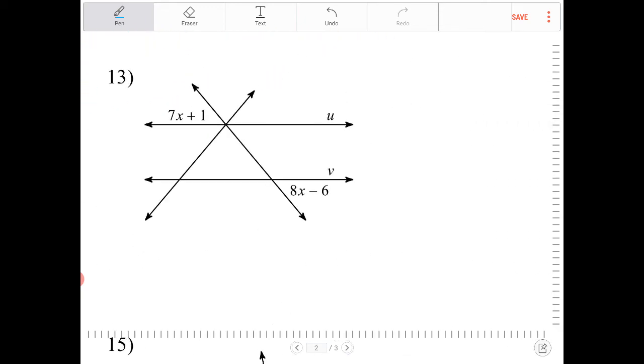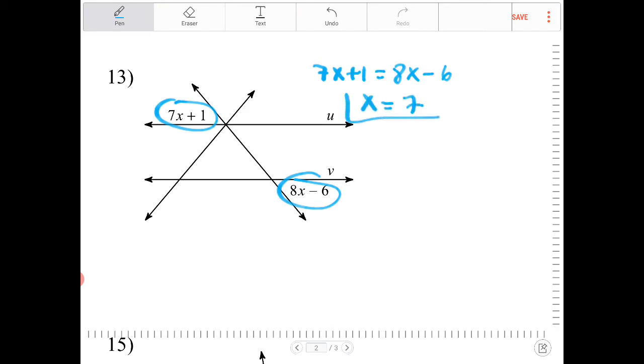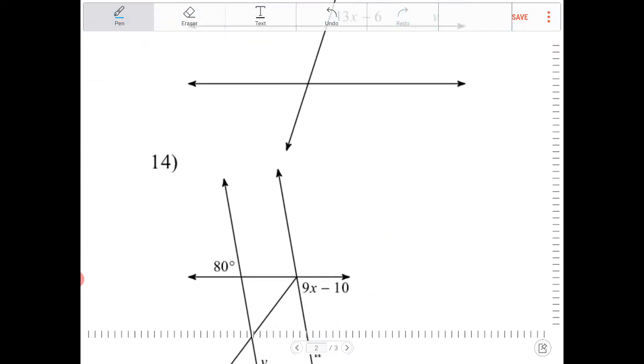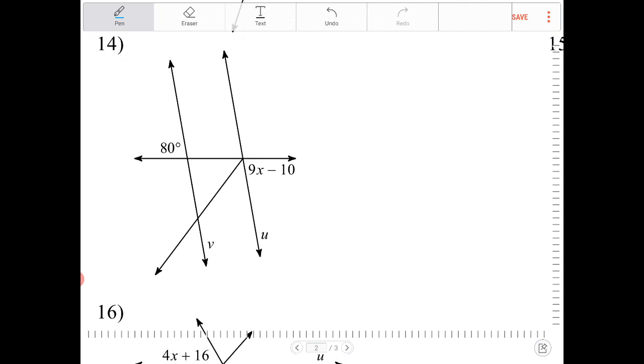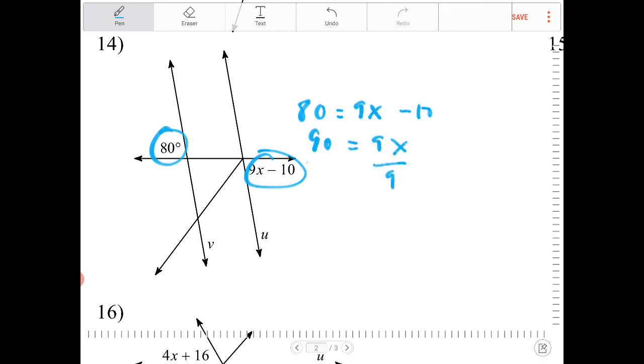Moving on. These are alternate exterior angles, so 7x plus 1 is equal to 8x minus 6. Subtract 7x and add 6 to both sides, I'll end up with x equal to 7. Moving on to number 14. These are alternate exterior angles, so 80 is equal to 9x minus 10. Add 10 to both sides, I end up with 90 is equal to 9x. Divide both sides by 9, I end up with x equal to 10.